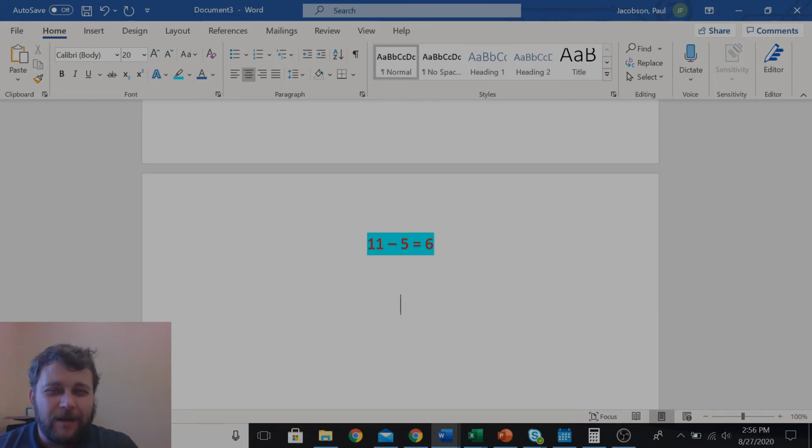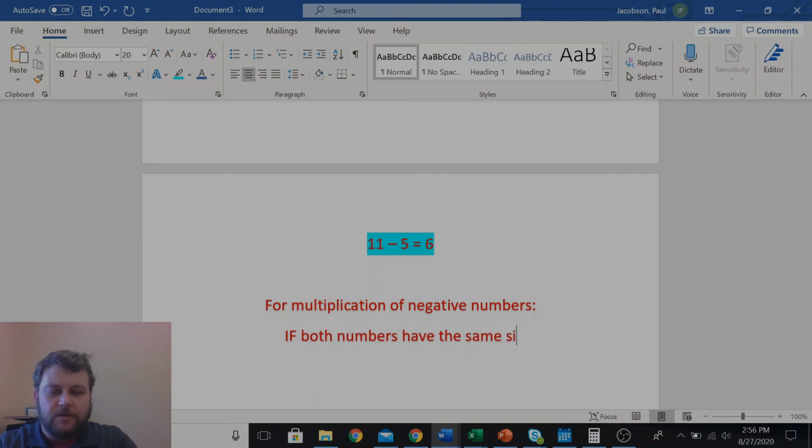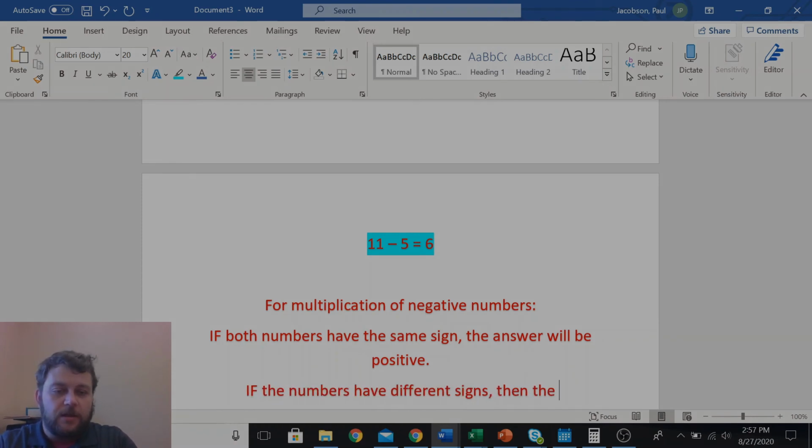Okay, perfect. I hope that helps with the addition and the subtraction of negative numbers. The multiplication and division is actually kind of easy. There's a simple rule. This is for multiplication of negative numbers. If both numbers have the same sign, so whether it's positive or negative, as long as both numbers have the same sign, the answer will be positive. If the numbers have different signs, then the answer will be negative.